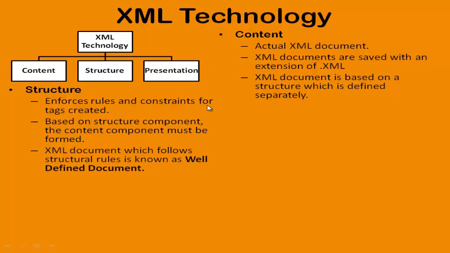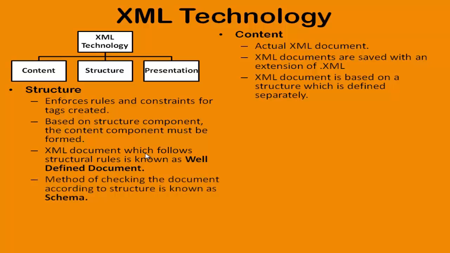An XML document which follows the structural rules is known as a well-defined document. Consider if your XML document, that's your XML content document, follows all the structural rules, then it is known as a well-defined document. If it is not following the structural rules, then we can call it a non-well-defined document. A method of checking the document is known as a schema. Normally we say schema in a database. Here, the method of checking the constraints present in the document based on the structure is known as schema.